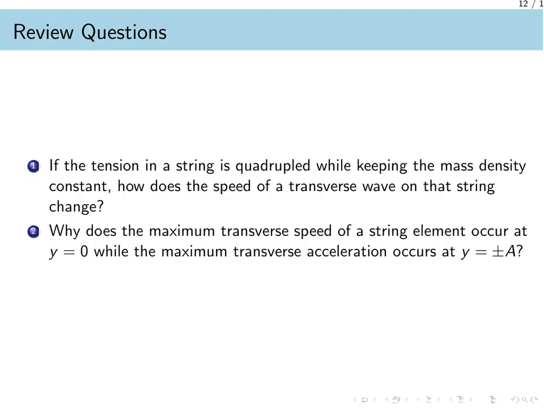First, consider what happens if the tension in a string is quadrupled while the mass density stays the same. Based on our formula, where speed is the square root of tension over density, how would the wave speed change? Second, think about the calculus behind the motion of the string elements. Why does the maximum transverse speed occur when the displacement is 0, while the maximum transverse acceleration occurs at the maximum displacement of positive or negative amplitude? Reflecting on the relationship between the sine and cosine functions in our derivations will help clarify these physical behaviors.